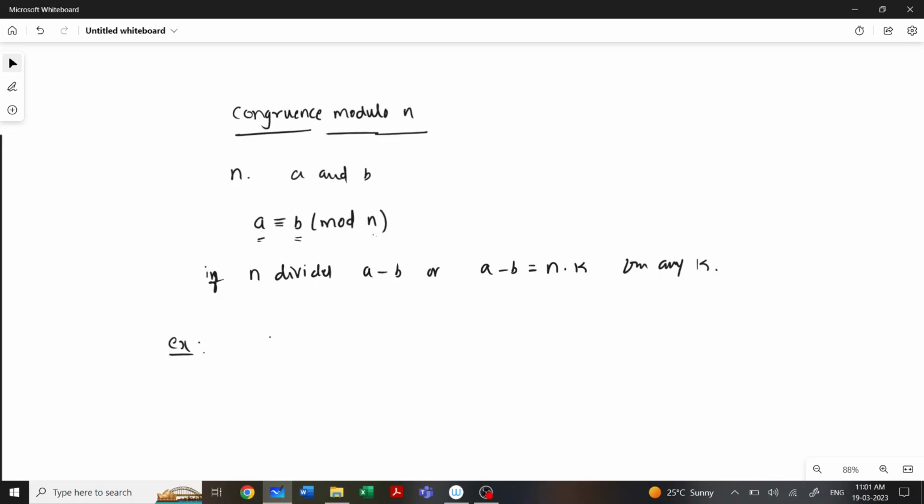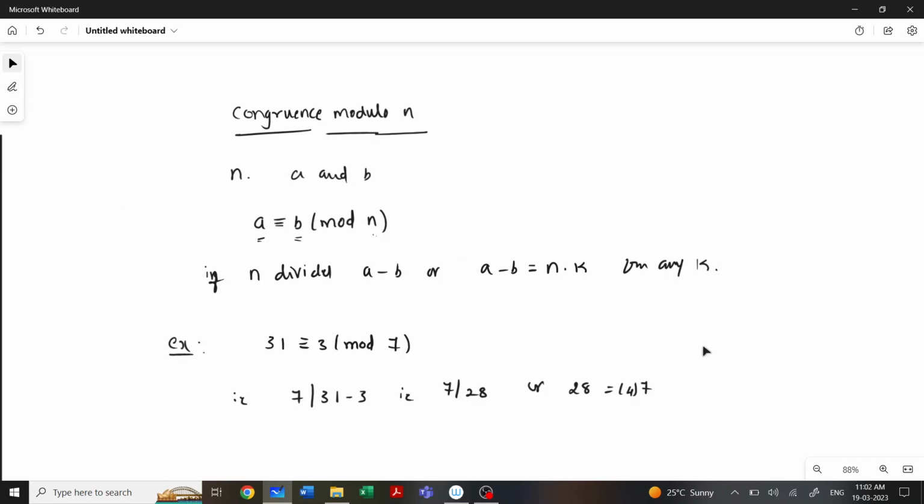31 is congruent to 3 in mod 7. According to this definition, n divides a minus b, so 7 divides 31 minus 3, that is, 7 divides 28, or 28 can be written as some number multiplied by 7, that is, 7 fours are 28.